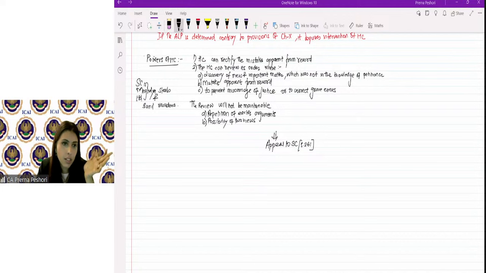Now, what are these monetary limits? The CBDT has issued an instruction which specifies the monetary limit for departmental appeals. These monetary limits are not applicable to the assessee filing appeals. These are applicable for filing departmental appeals before the ITAT, High Court and Supreme Court, including SLPs. So, CBDT has decided that appeals or SLPs shall not be filed in cases where the tax effect does not exceed these monetary limits. So, what are those?